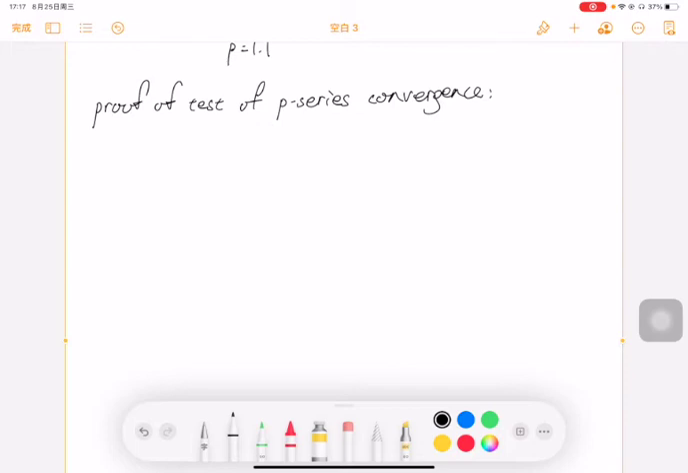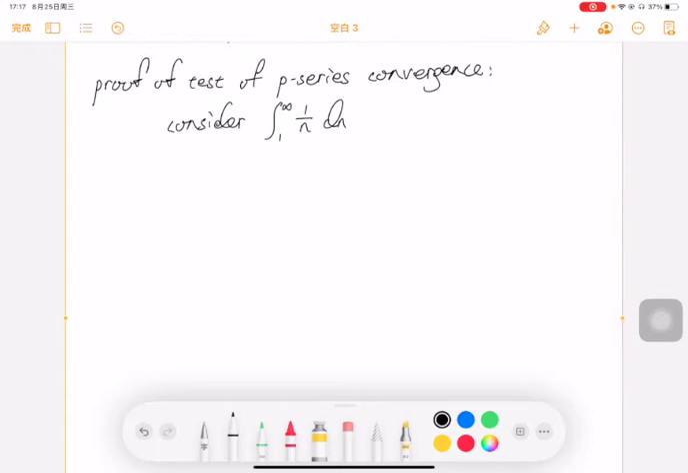So let's look at the integral from 1 to infinity of 1 over n dn. Well, we consider n as a continuous variable. If you draw out the graph of 1 over n, it should look something like this.